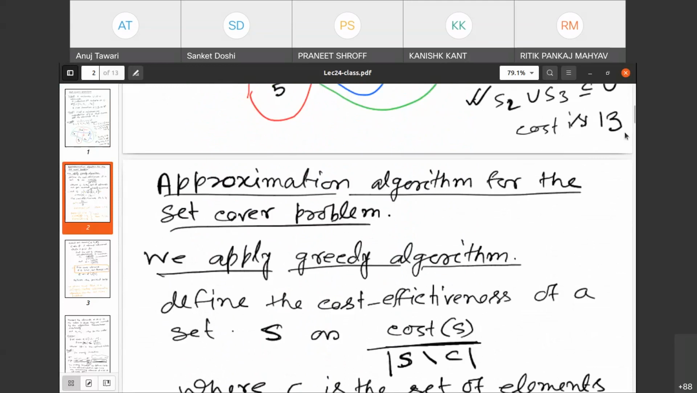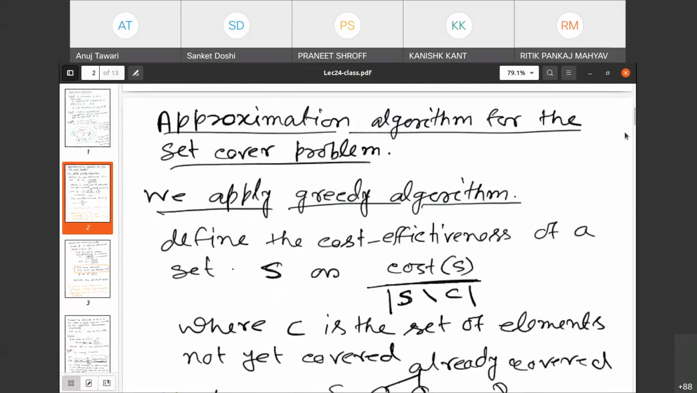And the strategy we applied was this cost effectiveness measure. We said that the cost effectiveness of a set S is the cost of S divided by the number of newly covered elements in S, S minus C. So let's say we have picked certain sets and covered certain elements. How do we pick a new set now?